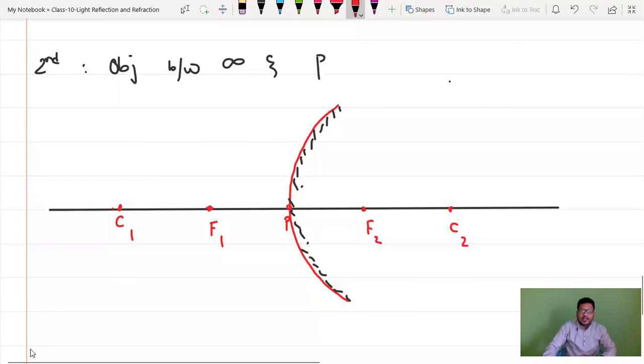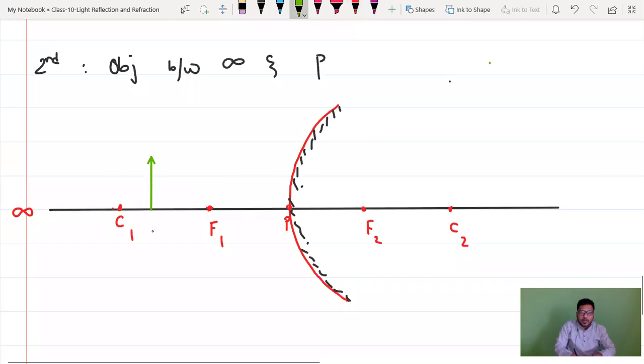Now object is placed in between infinity and pole P. Guys, you see this is infinity, this is pole P. Wherever you want you can place it, guys, no problem. You can place beyond C, you can place on C1, you can place in between C and F, you can place on F, wherever you want you can place it. Diagram will be same. Okay, let us try to place it here. Okay, now object is placed here.